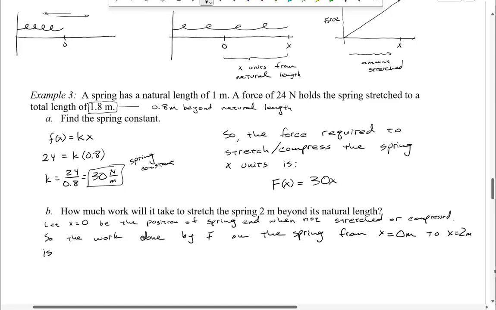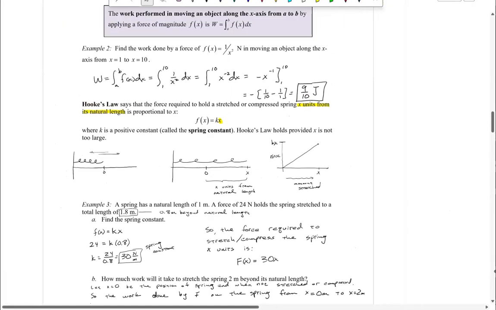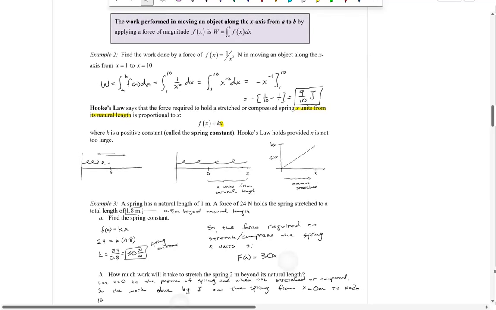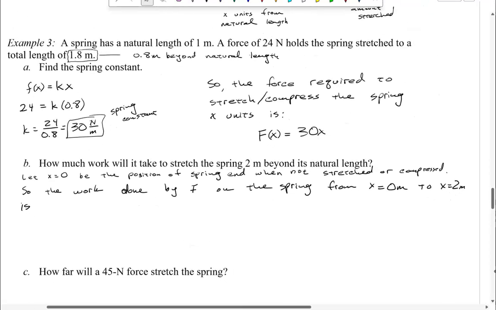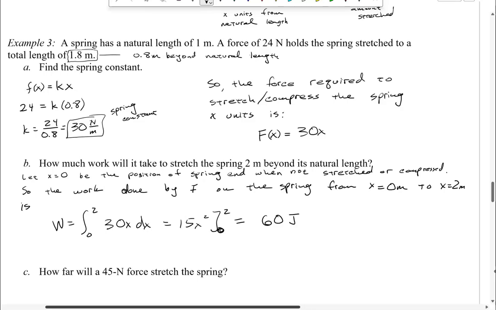Well, from above, right? From the very top of the page there, we're going to be integrating from a to b f of x dx. So for us, the work is going to go from 0 to 2, right? We're stretching from 0 meters to 2 meters, and our force function is 30x dx. Needless to say, the setup was really what this was all about, because this is a really straightforward integral, and we're getting 60 joules.